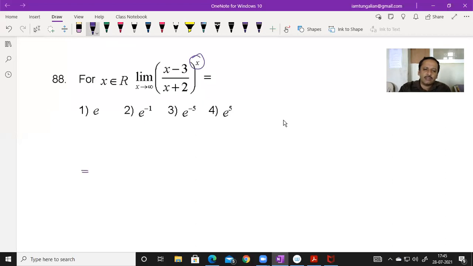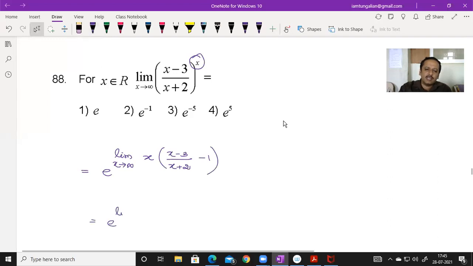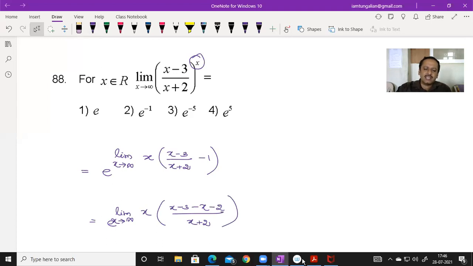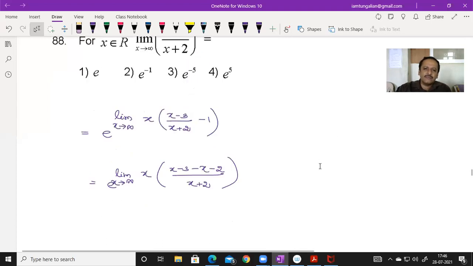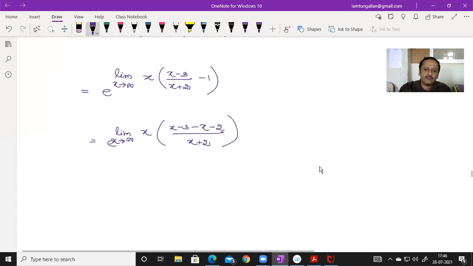It is equal to e to the power limit x tends to infinity of g of x into f of x minus 1. That means x into x minus 3 by x plus 2 minus 1. That's equal to e to the power limit x tends to infinity x into x minus 3 minus x minus 2 over x plus 2. So minus 3 minus 2 should give us minus 5.